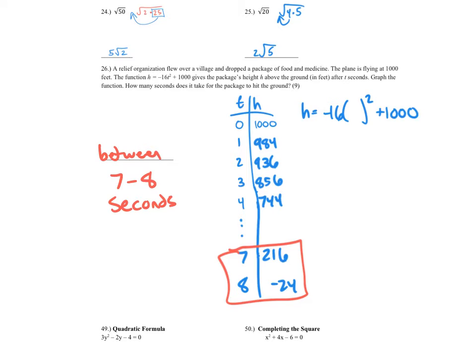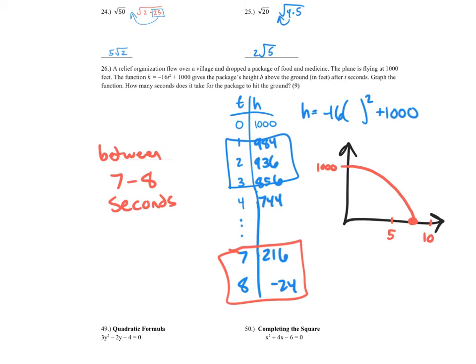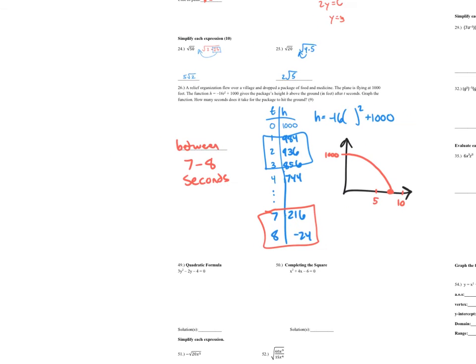We could use the quadratic formula to find that exactly, but here's what this graph would look like. We know that at time 0 it is at 1,000, so if here's time 5, then here's time 10, in between 7 and 8, we're hitting the ground. And we know that it would look something like this because at first it's not changing very much, but then it starts to change more rapidly at the end.